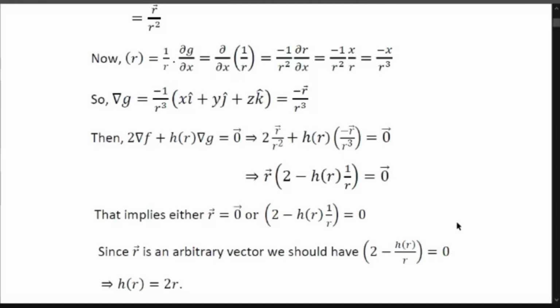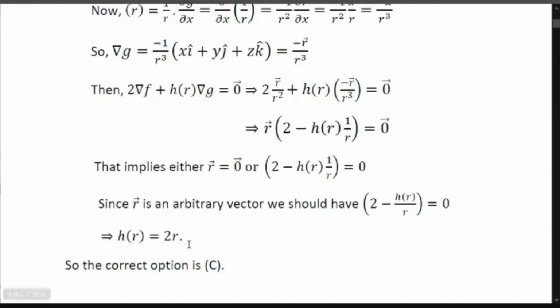Now it is given that the vector r is non-zero for the function g. So r is an arbitrary vector, so you cannot take it as 0 always. So you will get the scalar 2 minus h of r times 1 by r is equal to 0. So that will give you h of r is equal to 2r. So the correct option is C.